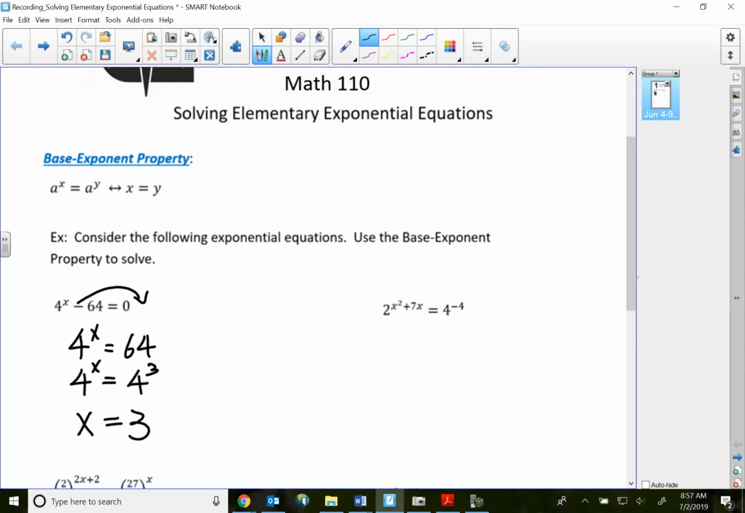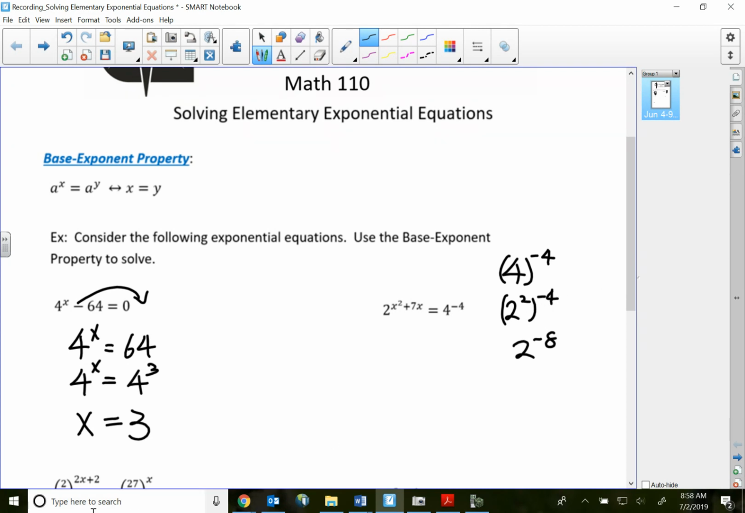When we use the base exponent property, what we want to do is make the bases the same, just like this one on the right. 2 is a base. Can I make 4 into a base 2? Well, 4 can be rewritten as 2 squared. Since there is a negative 4 on the outside of the base 4, then on the outside of my 2 squared, there should be a negative 4 power. According to the power rule of exponents, this is going to be 2 to the negative 8.